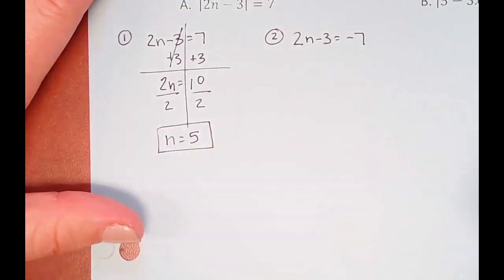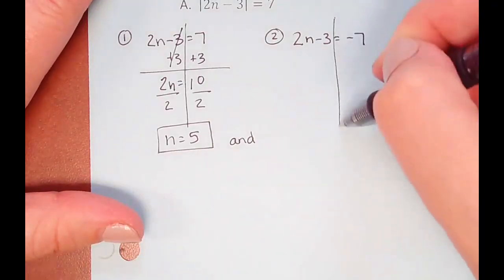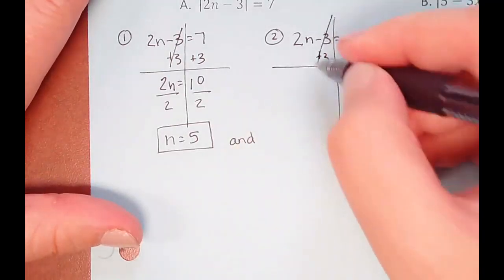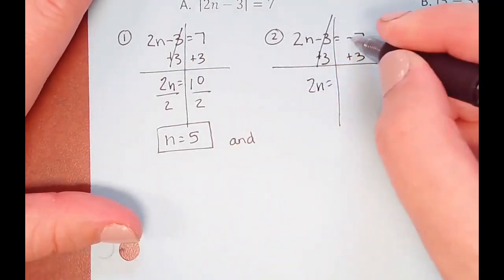So I have two answers. That means if I plug 5 in for n, this comes out true. So 5 times 2 is 10. 10 minus 3 is 7. Absolute value of 7 is 7.